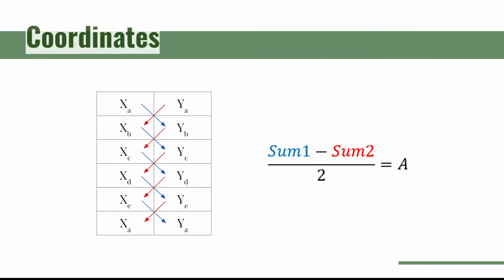This is the other way of expressing the formula of the previous slide. First, we get the sum of the factors of the arrows in blue. So those are the factors of XA and YB, etc. Then we subtract that with the sum of the factors of the arrows in red, which are the factors of YA and XB, etc. Then we divide that by 2, which will give us the area.